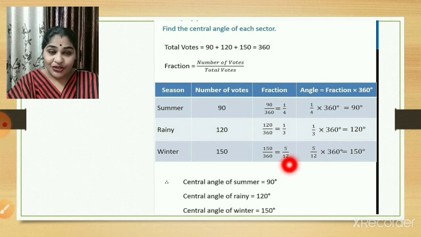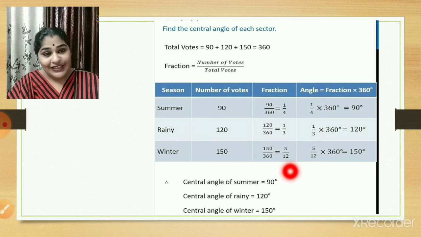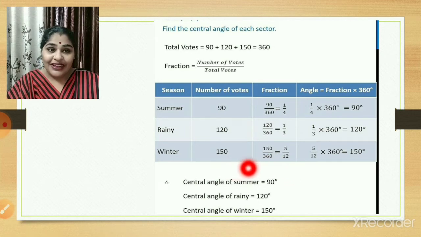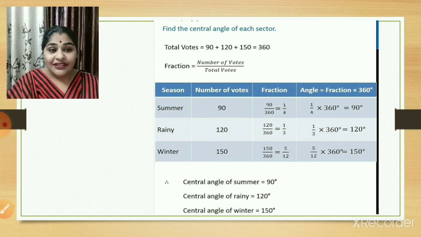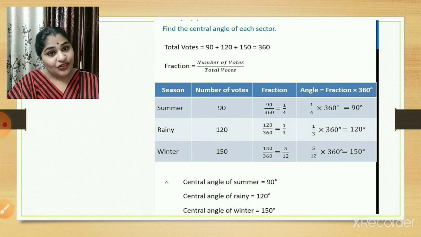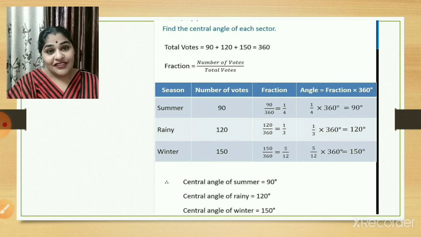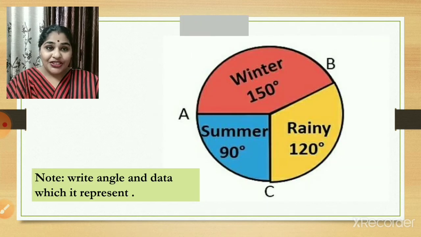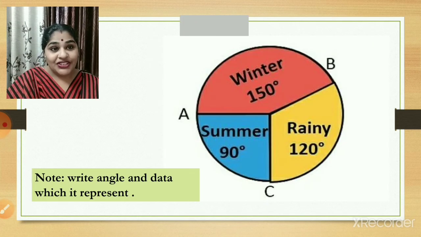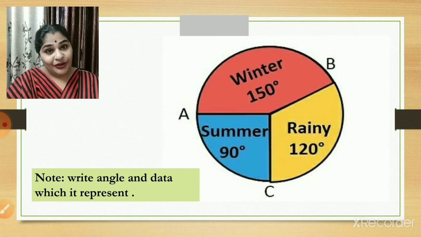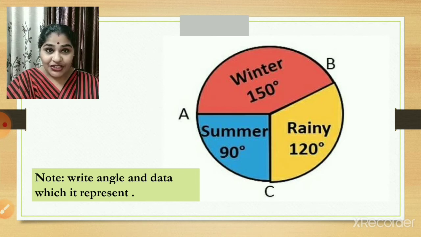This is what question number 2 was. Find the central angle of each sector. So central angle of summer is 90 degree. Central angle of rainy is equal to 120 degree. Central angle of winter is equal to 150 degree. So this is the answer for the second part, in question number 2. And then question number 3 was draw the pie chart. This is how you are going to get your final pie chart.